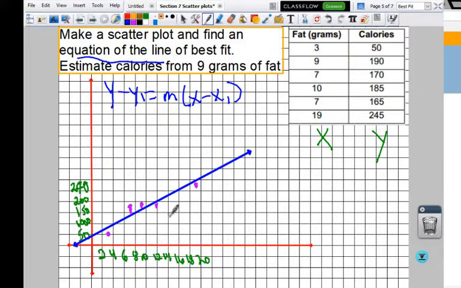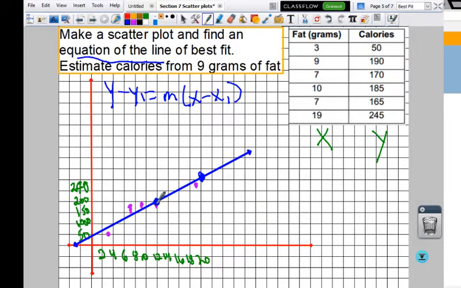Yours might look a little different, and that's fine. I'm going to find two dots I know for sure. I know this one right here for sure. That one right there. And I'm just going to estimate and say this one's close enough. Okay, I got to find my slope now.